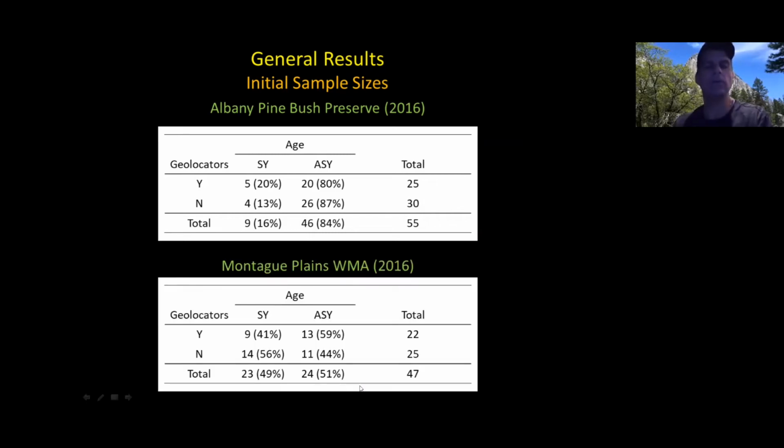And then at Montague, Mike and his group had a total of 47 birds in their sample. 22 of those were given a geolocator and 25 of those just had color bands. You will also notice here, if you look at how many second year versus after second year birds he had, they made a more concerted effort to get second year birds, as you can see by his much higher percentage of second year birds compared to ours.